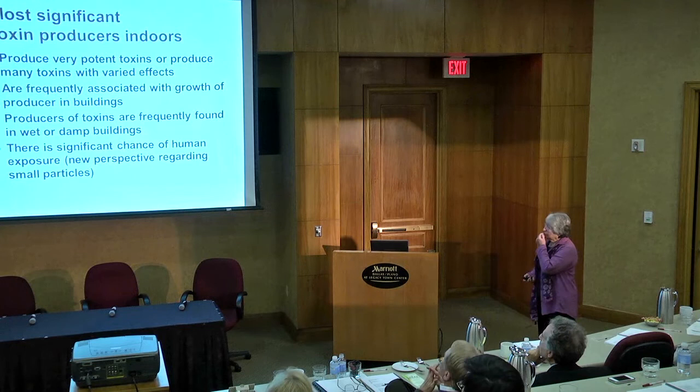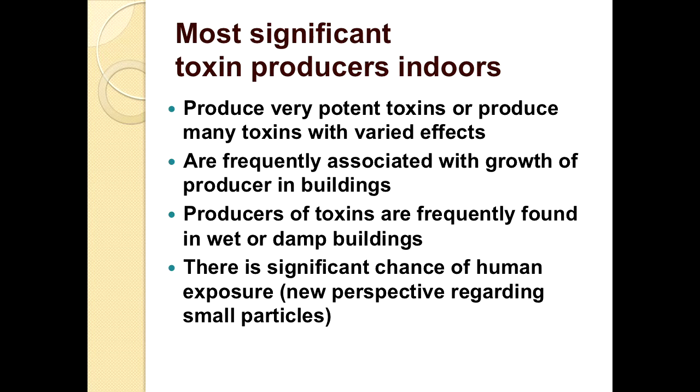So I'm going to proceed now, and these are the toxins that I think are most important. This has not been laid down as gospel by any learned body. But since I was part of the learned body of the Institute of Medicine Damp Indoor Spaces and Health Committee, I think I can make these kinds of statements. So the reason I chose them was they produce very potent toxins or produce many toxins with varied effects, or they're frequently associated with growth of producers in buildings, or the producers of these toxins are frequently found in wet or damp buildings, and there's a significant chance of human exposure considering the new information about small particles.